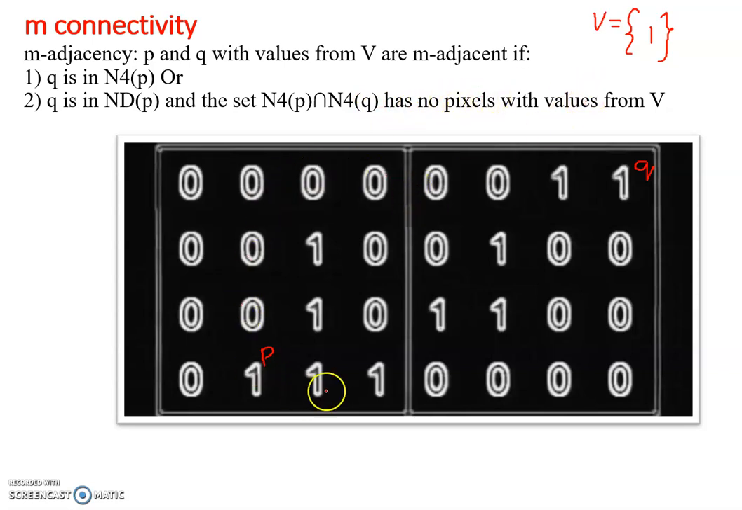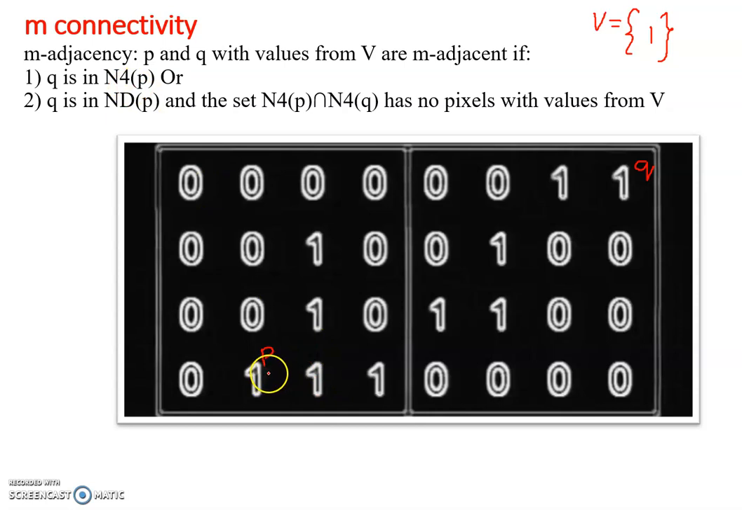This we can explain from this figure. I have marked the two pixels, one as P and another as Q. We have to check whether there is M connectivity between these two pixels P and Q. So I start from P. I have two conditions. First one, Q is in the N4 of P. That means Q is either the horizontal or the vertical neighbor. I can do the connection.